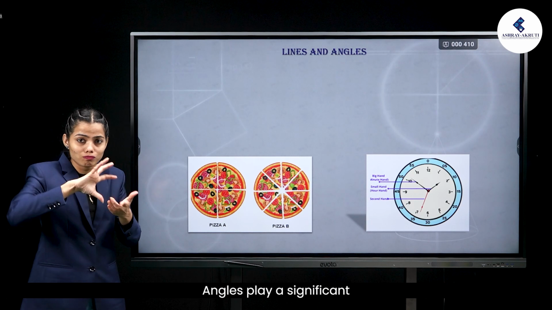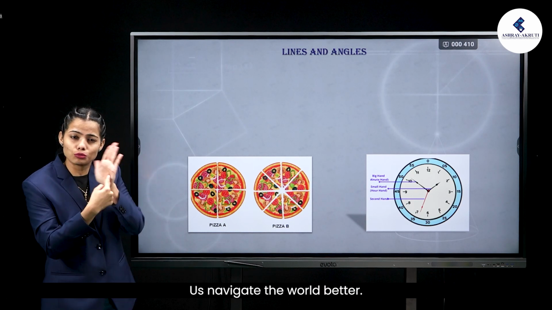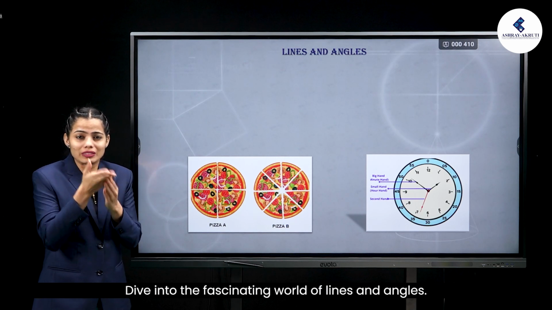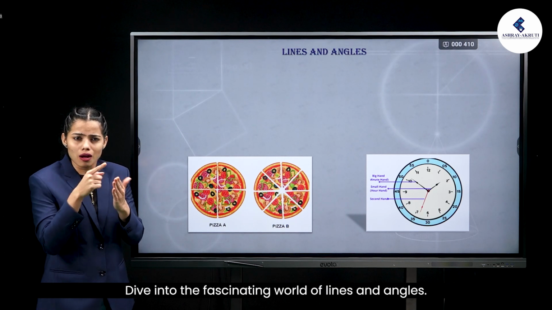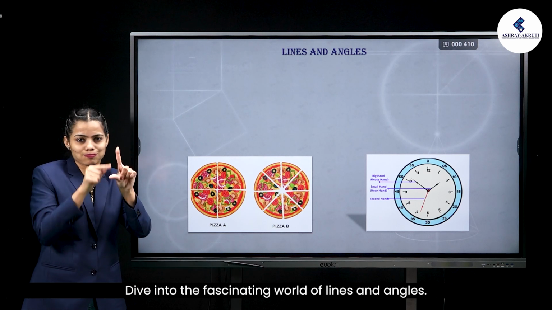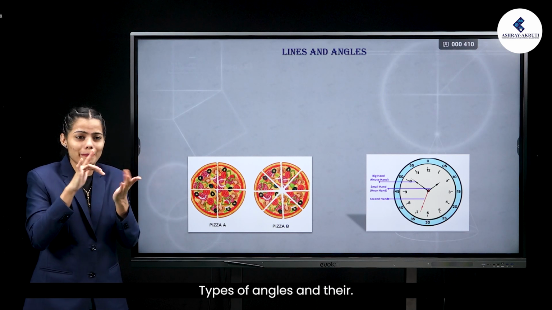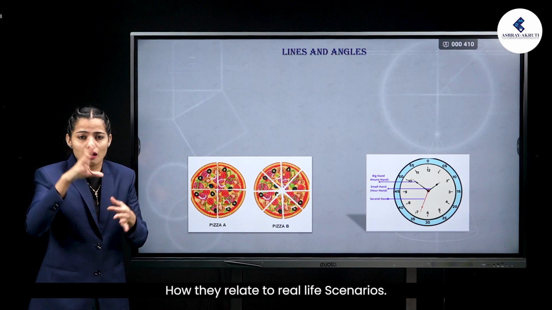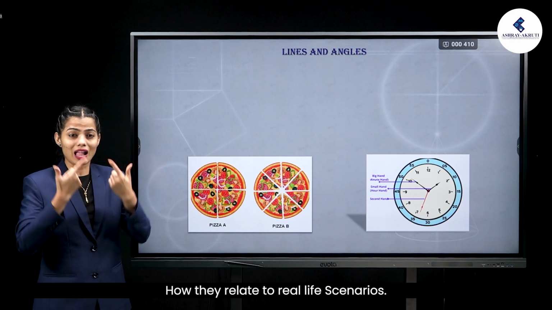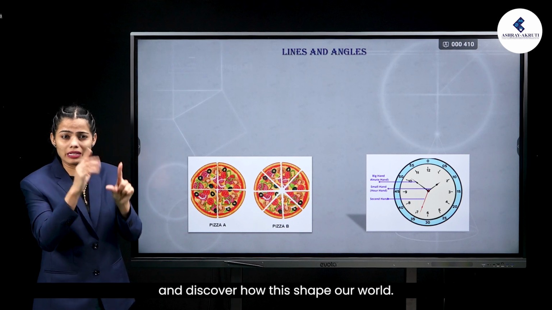Angles play a significant role in our everyday lives, and understanding them helps us navigate the world better. In this lesson, we will dive into the fascinating world of lines and angles. We will explore different types of angles and their properties and learn how they relate to real life scenarios. Let's unlock the secrets of angles and discover how they shape our world.